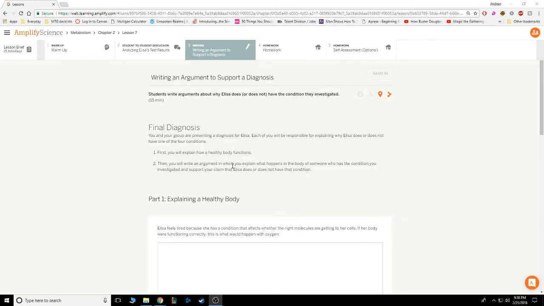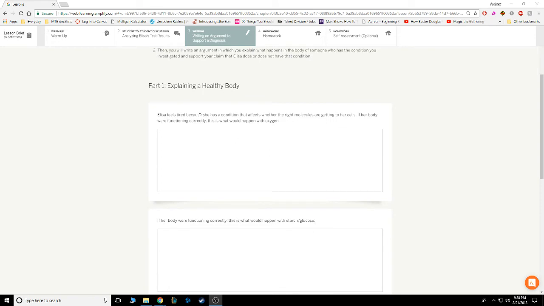Then you're going to write an argument in which you explain what happens in the body of someone who has the condition investigated. So in other words, you're going to write about what you see that's different in the investigation that you made for your condition instead of a healthy body. And then you're going to say whether or not it supports the fact that Elisa does or does not have that condition. So I'll go ahead and give you an example of each. My example is going to be very simple and very short. You should be writing quite a bit more than I do.